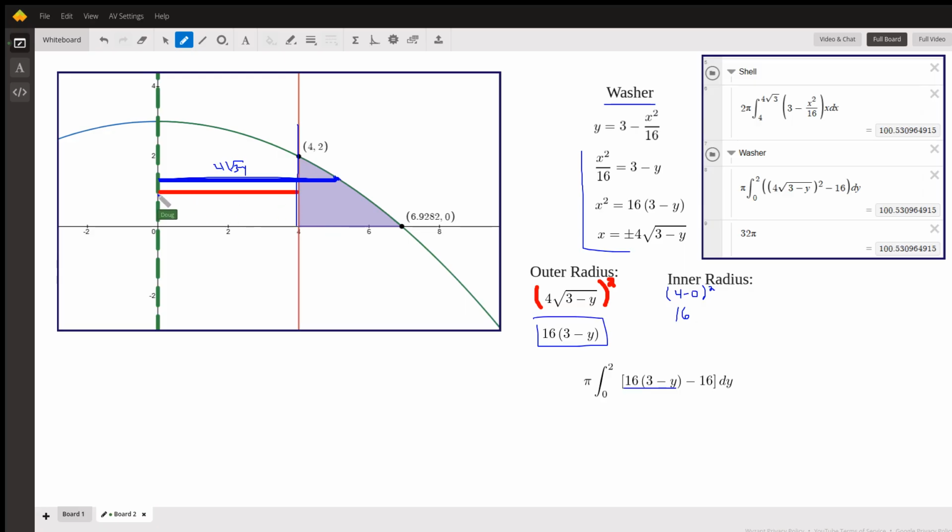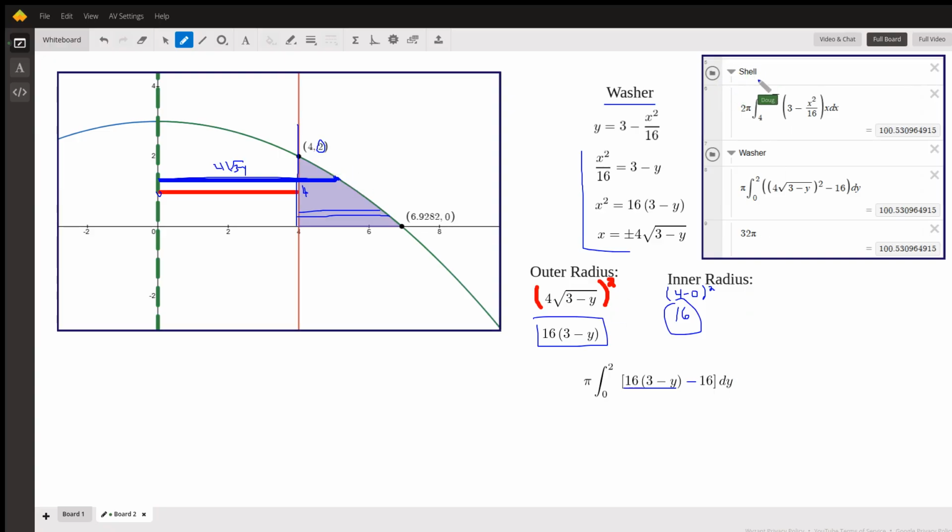The inner radius is the distance from 0 to 4, or 4 minus 0. Square that, 16. So there's minus the outer radius squared. These typical washers occur from 0 to 2.